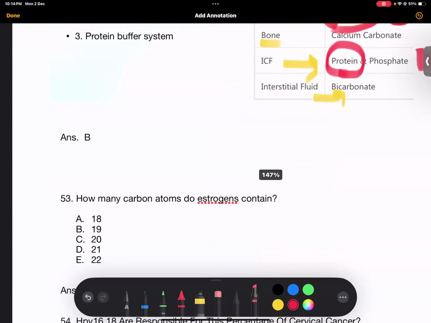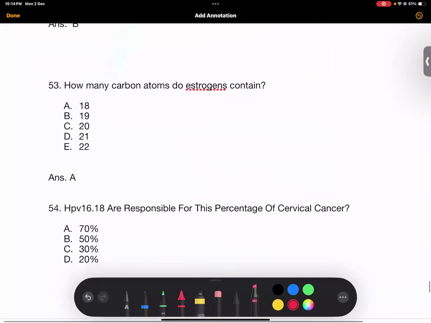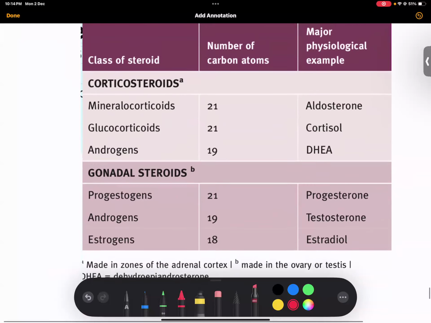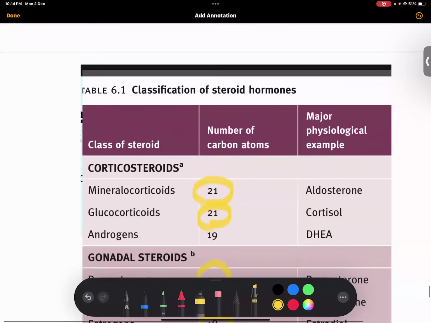Okay, how many carbon atoms do estrogens contain? 9, 10, 14? This table is also important, the carbon atoms. You must remember that estrogen is 18, androgens are 19, and progestogens are 21. So 18, 19, and 21, and also the glucocorticoids and mineralocorticoids are 21. Okay, so this is the important carbon atom structure.